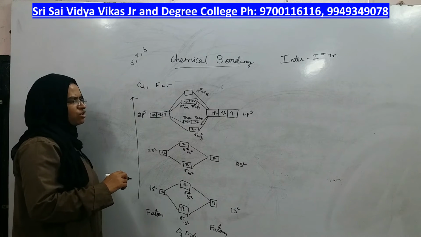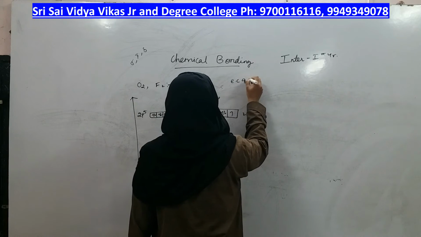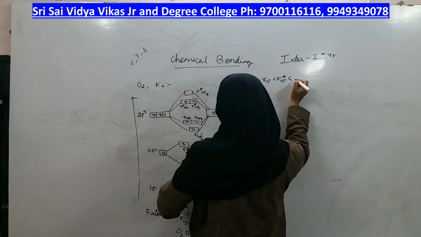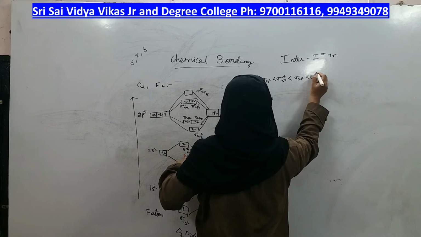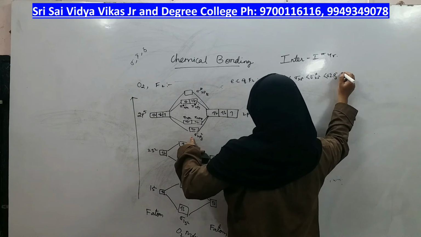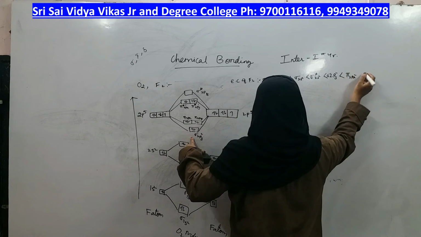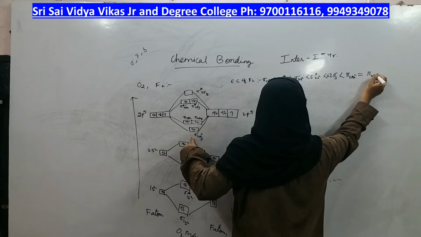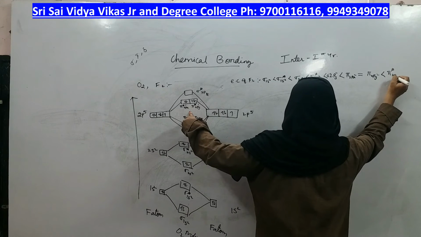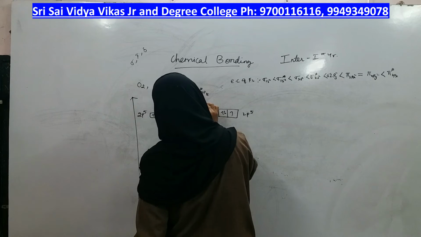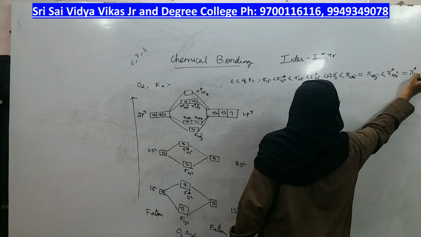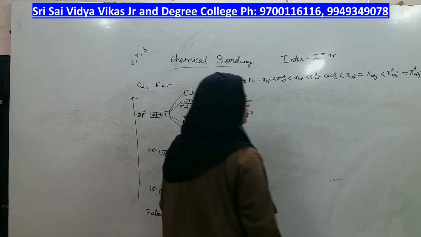Let us write the electronic configuration of fluorine molecule. Sigma 1s2, sigma star 1s2, next is sigma 2s2, sigma star 2s2, sigma 2pz 2, pi 2px 2, pi 2py 2, then again pi star 2px, here there are 2 electrons, here also there are 2 electrons now. Pi star 2py 2. This is the electronic configuration of fluorine molecule.